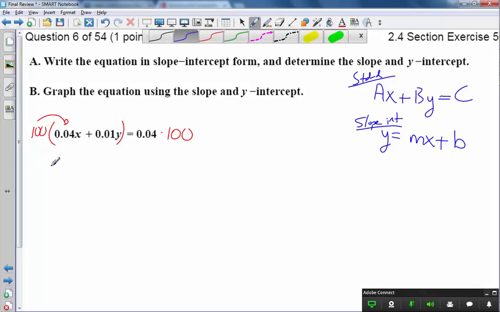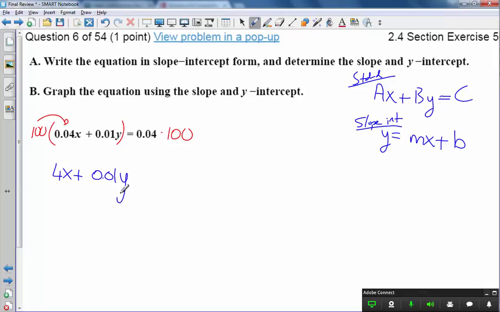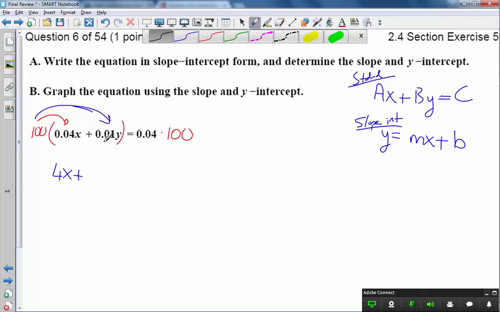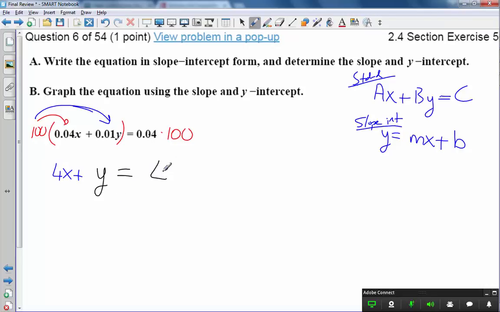So we get 100 times 0.04 is just 4x. And then 0.01y, right? You have to multiply that one too. Yeah. At this stage, we are almost finishing this course. You shouldn't be making this kind of mistake, okay? Now, 100 times 0.01 is just 1, so we don't even need to show that, it's just y. But 0.04 times 100 is 4. Look how beautiful the equation is now. Right? 4x plus y equals 4.